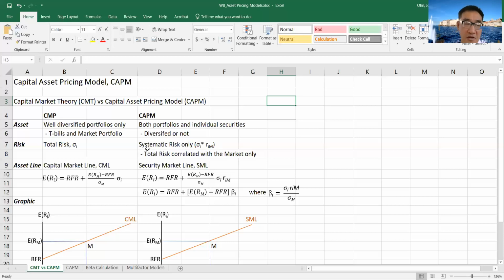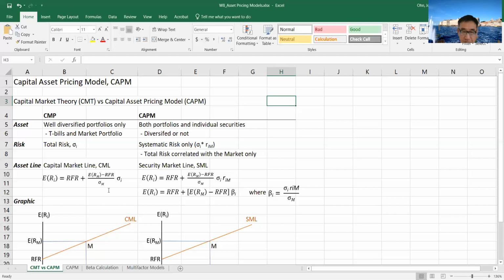So in capital market theory, we use sigma, the standard deviation, but in the CAPM model, it is sigma times the correlation coefficient between the stock and the market, because it is the systematic risk. The graphical illustration of capital market theory is called the capital market line, CML. Remember that? The equation is this way.